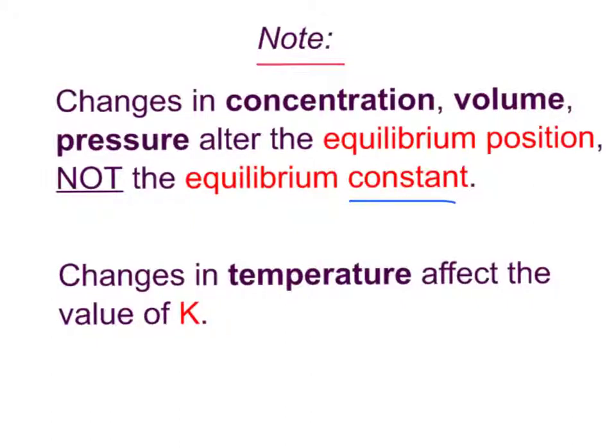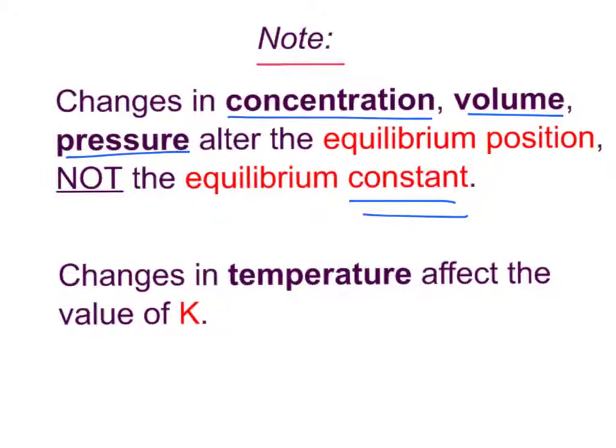So far, when we have made changes to our equilibrium system, concentration, volume, pressure, we've not changed the temperature, so our equilibrium constant will still be the same for those systems, but the individual equilibrium position will alter and adjust to compensate, to maintain that equilibrium constant. We're now going to talk about temperature.